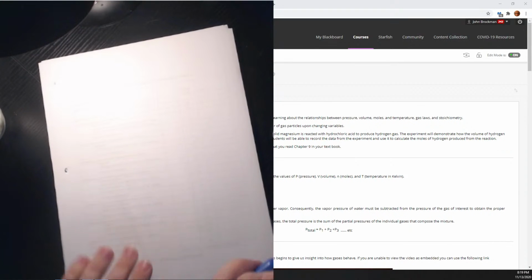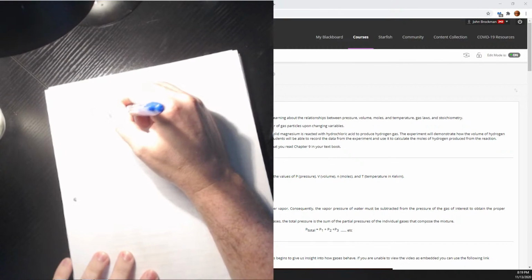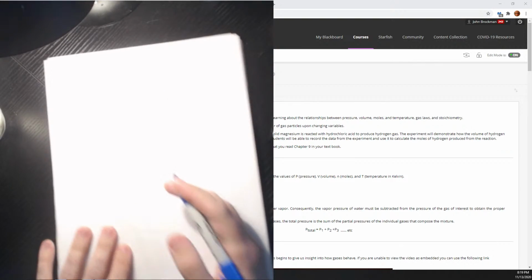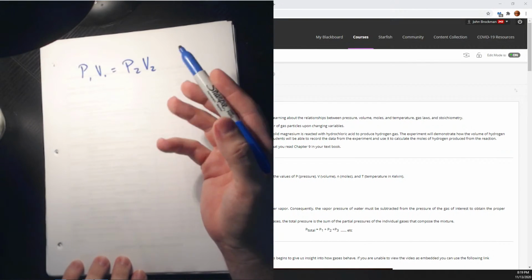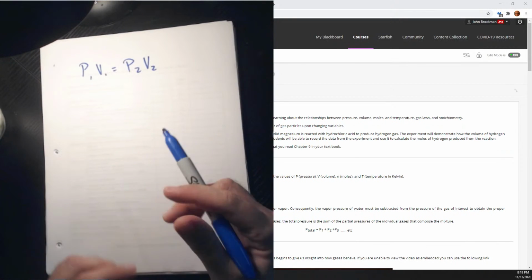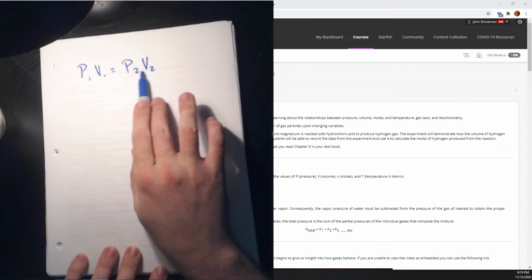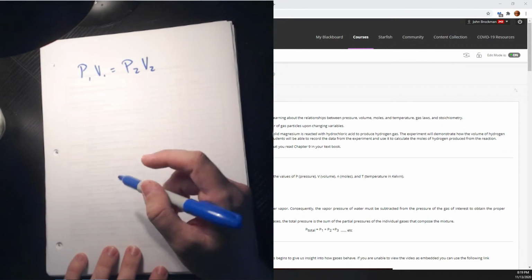So the individual laws, you have Boyle's law, which shows the relationship between pressure and volume. Okay. So if you increase the pressure on a system, the volume will go down. Okay, you squeeze it, right? So you can find how a system will change volume responding to a change in pressure.